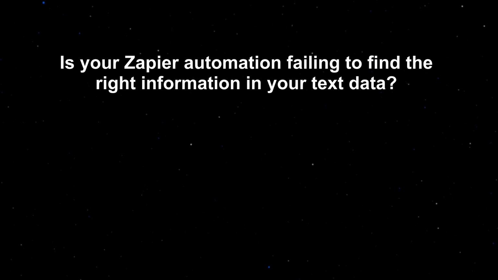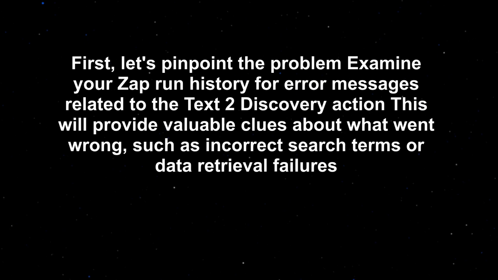Is your Zapier automation failing to find the right information in your text data? First, let's pinpoint the problem. Examine your Zap run history for error messages related to the text-to-discovery action. This will provide valuable clues about what went wrong, such as incorrect search terms or data retrieval failures.